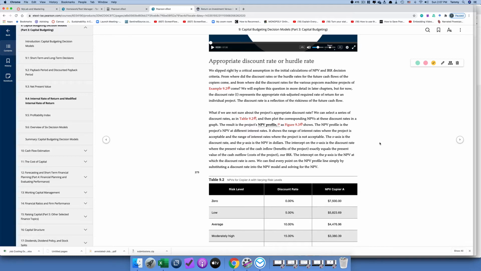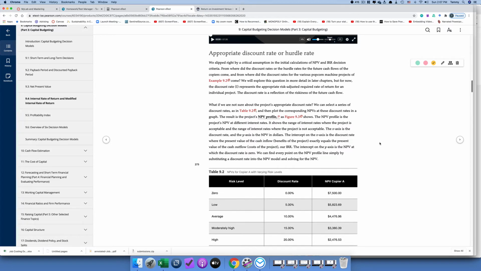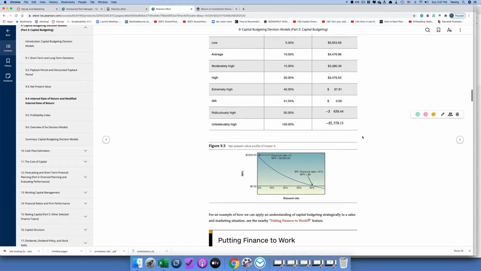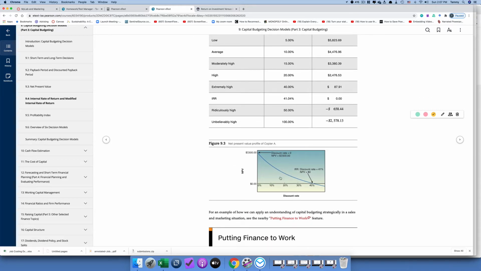And so the book goes on to discuss the relationship between NPV and IRR and what's called a net present value profile. A net present value profile is the project's NPV at different discount rates. And if you look at the graph below, here's our copier project, right? At a discount rate of 0, our net present value is $7,500. At a discount rate of 41%, our net present value is 0. Right? And so, generally as the discount rate goes up, or as the hurdle rate goes up, the net present value goes down up to the point where your net present value is 0, and that gives you your internal rate of return.